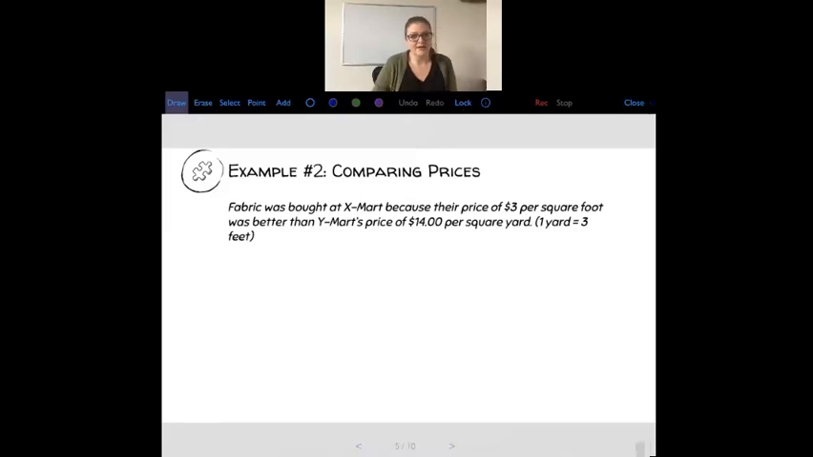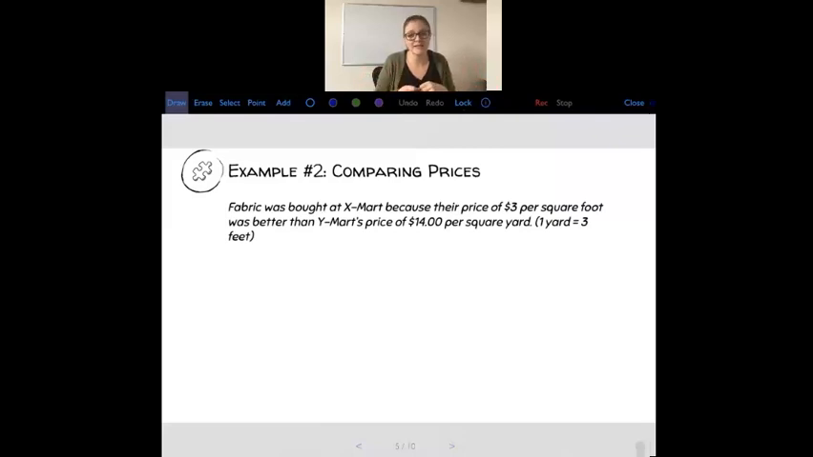Example 2, comparing prices. So fabric was bought at X Mart because their price of $3 per square foot was better than Y Mart's price of $14 per square yard. And note that 1 yard is equal to 3 feet. So before you can even compare these prices, the units have to talk to each other. So you can't compare $3 per square foot to $14 per square yard because square feet and square yards are very different from each other. The $3 looks better for sure, but the units don't match, so there's no comparison yet.